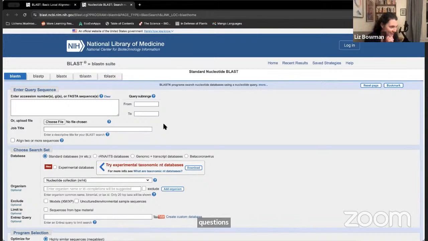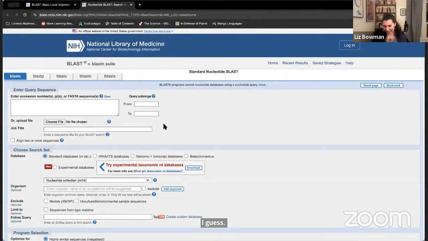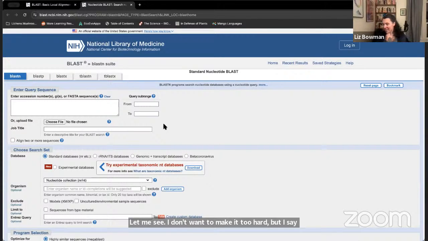I guess. And so the first person to answer in the chat. So everybody get your keyboards ready. Let me see. I don't want to make it too hard, but I have faith in you guys. So what is the actual piece of machinery that copies the DNA, that uses the primer site as its start site and makes copies of DNA?